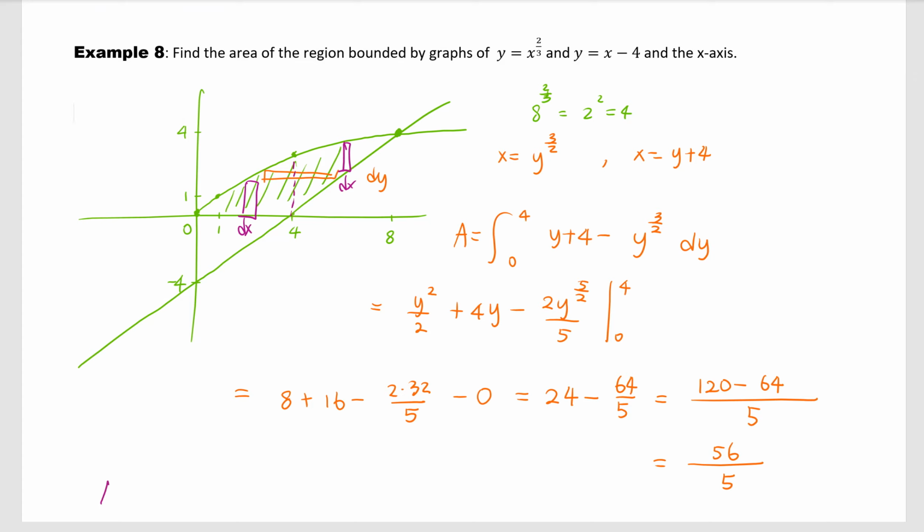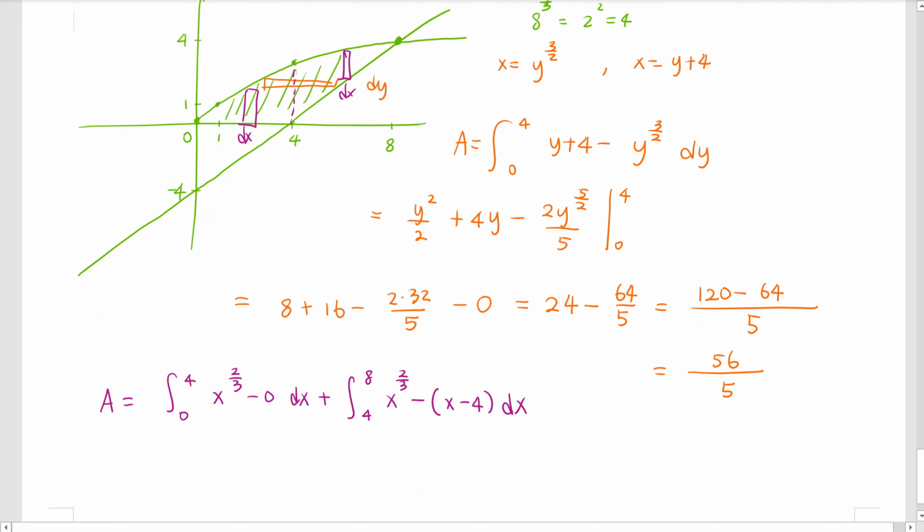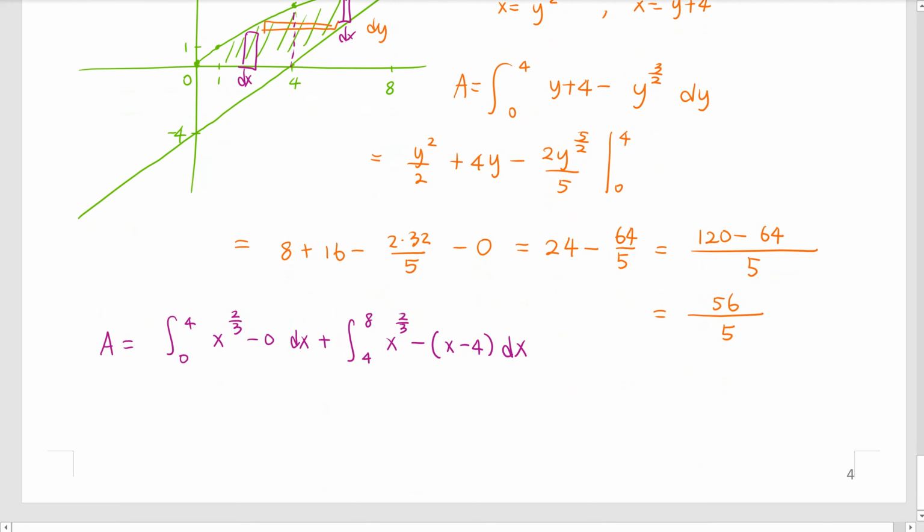Okay, so the area is an integral. X goes from 0 to 4. The upper function is this curve, the lower function is the x-axis, which is y equals 0. And the second integral, x goes from 4 to 8. The upper function is the curve. The lower function is the line. And don't forget your parentheses. Well, you see, those numbers are already harder than our previous integral.